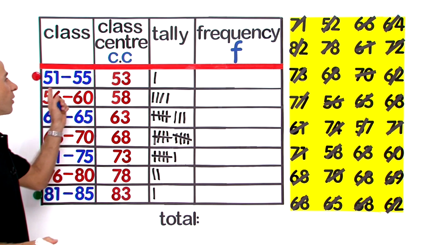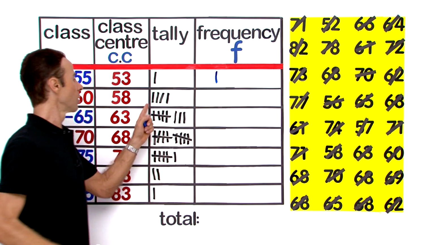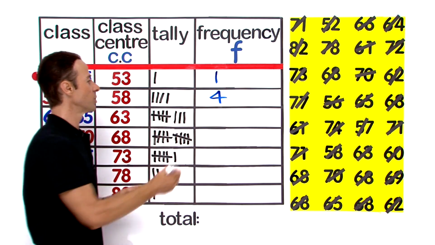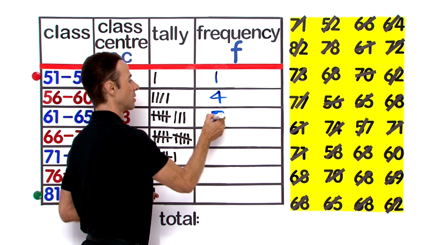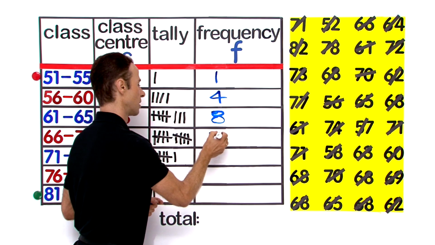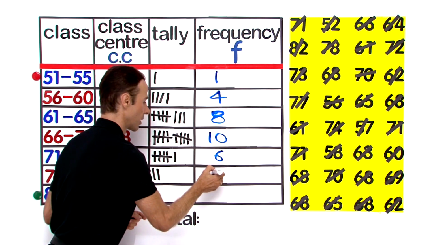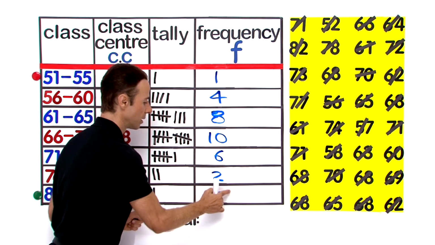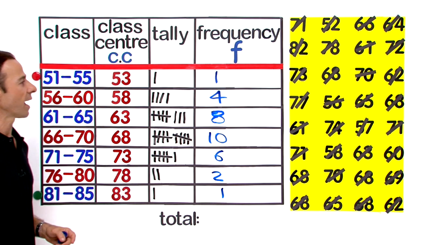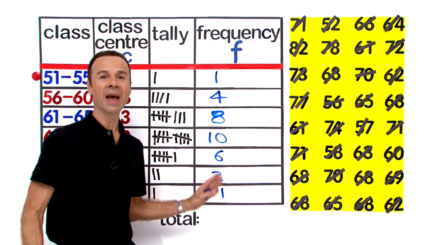Let's take a closer look. The first one here, we have a 1. Then 4 coming across here. We have a 5 and a 3, which is 8. We have a 5 and a 5, which is 10. We have a 5 and a 1, which is 6. And a 2. And a 1. Let's write down that 1 right there. Okay, there's our frequencies.